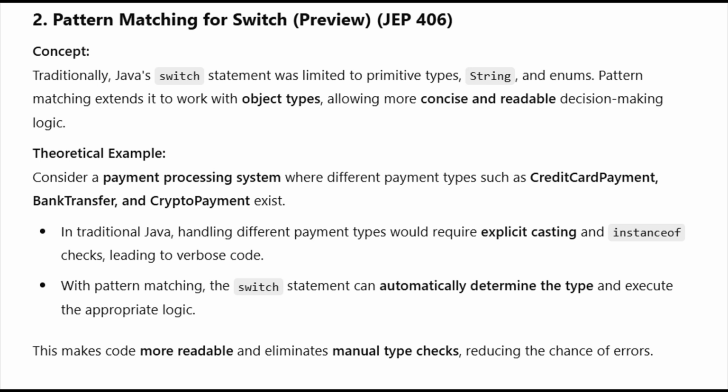Theoretical example. Consider a payment processing system where different payment types such as credit card payment, bank transfer, and crypto payment exist. In traditional Java, handling different payment types would require explicit casting and instanceof checks, leading to verbose code. With pattern matching, the switch statement can automatically determine the type and execute the appropriate logic. This makes code more readable and eliminates manual type checks, reducing the chance of errors.